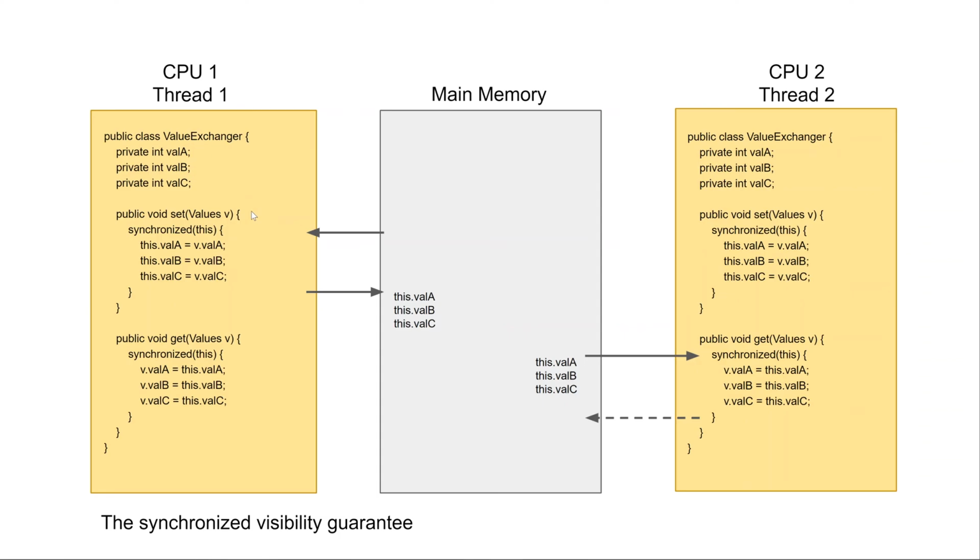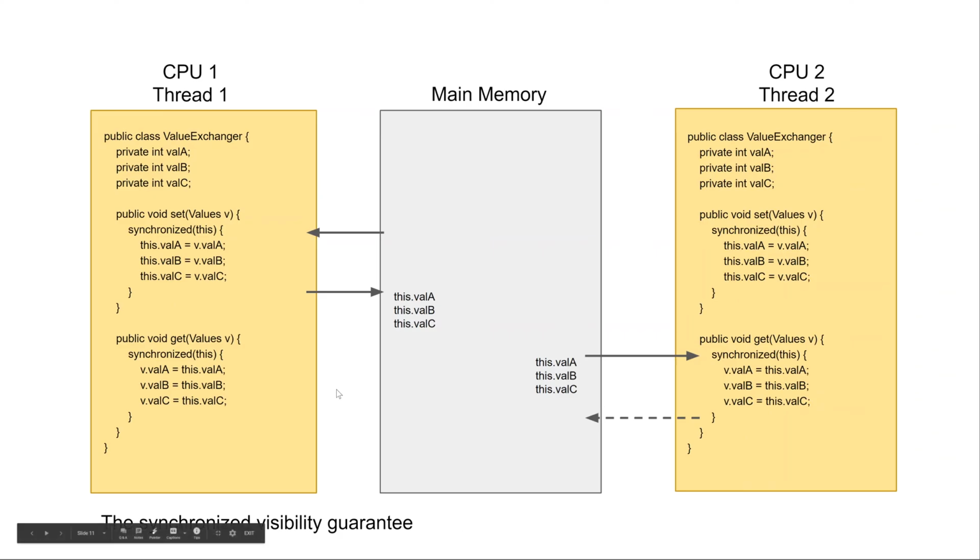Thread 1 here will call set, with the values object here as parameter, and that will copy the values of the values object inside these three local or private fields. And thread 2 will call get, providing a values object into which the values of these three private fields are copied.